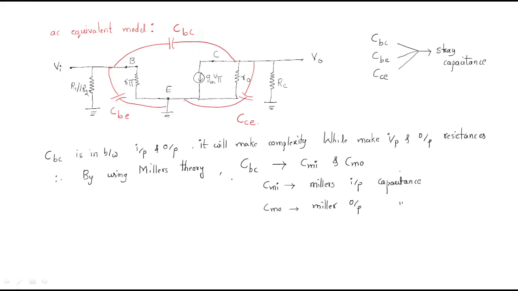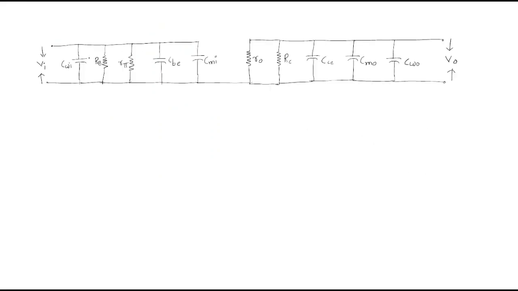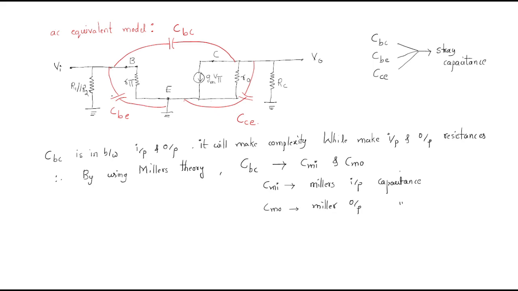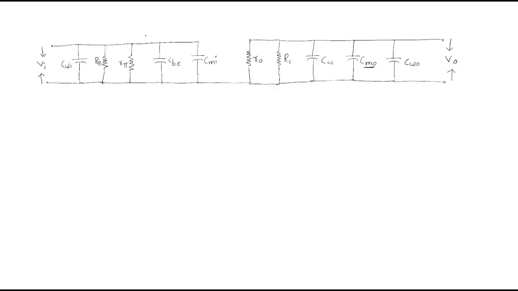So by using these Miller's capacitances, we can convert it into the AC equivalent model. That model looks like this. Just observe here, on the input side CMI will be added, and on the output side CMO will be added. And this R1, R2 combination, you can name it as RB simply, because it is connected to the base. So RB will be added here. And R5 is the resistance that will be added here.